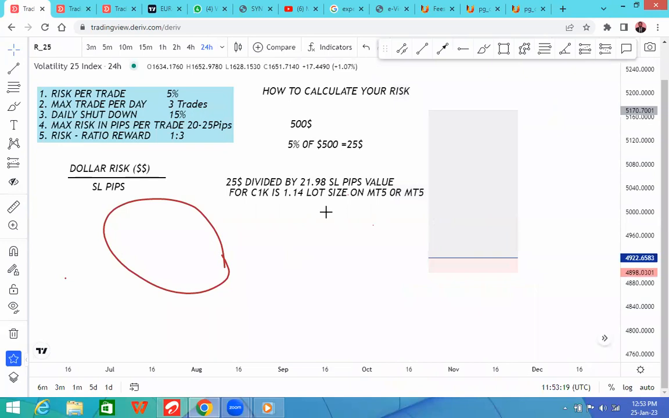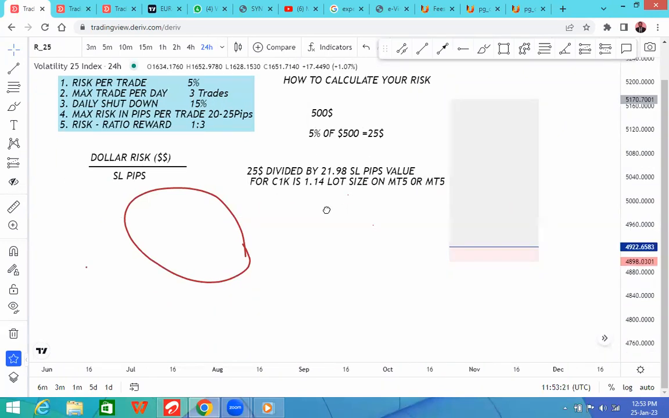I have a $31 account. And from that $31, I want to risk 5% of the account. This is my rule. So 5% of a $31 account is $1.5.